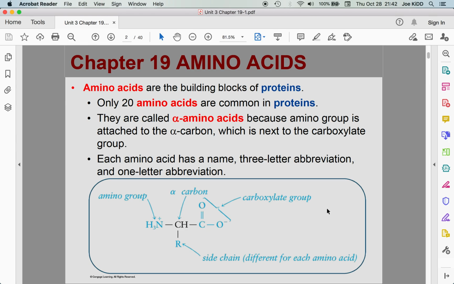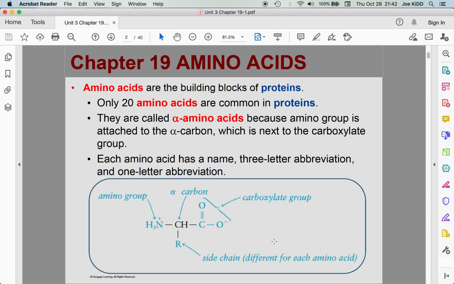They're called alpha amino acids because the amino group is on the alpha carbon, which is next to the carboxylate carbon. So here's the basic setup that we're going to see for an amino acid, and if it's a protein where we have multiple amino acids strung together, this is simply going to be an amide polymer. If you go back to chapter 16, where we talk about amides and how they're linked together in a polymerization, that is the backbone of proteins. And then each amino acid contains a different R group.